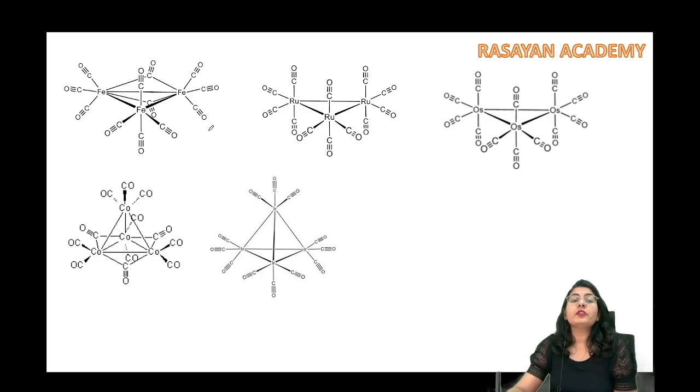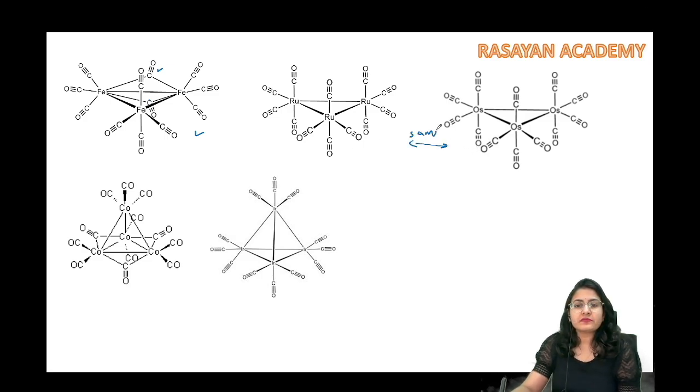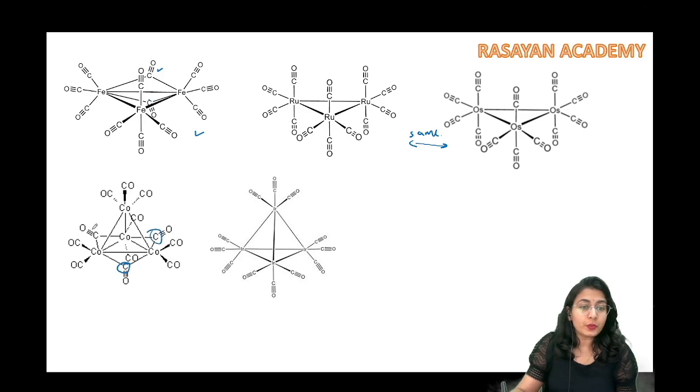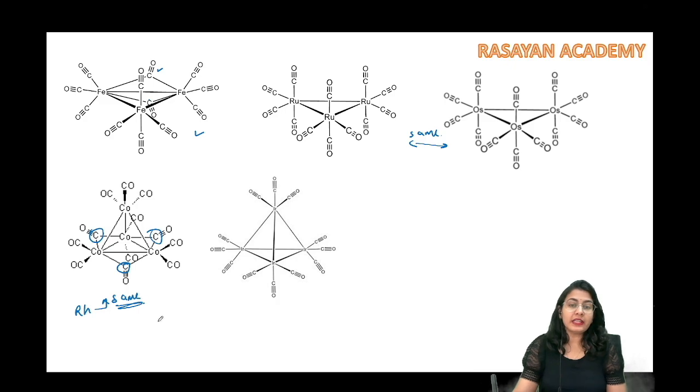Look here, when we were talking about this iron carbonyl complex, there were 2 carbonyls which are bridging. See, this one at the back and this one at the front. Ruthenium, nobody was bridging, osmium, nobody was bridging. So these 2 are the same structures. However, look at this. Cobalt has how many bridging carbonyls? 1, 2 and 3 bridging carbonyls. Iridium does not have any bridging carbonyl, and the rhodium structure is going to be the same as cobalt, not as iridium. Okay, so there is a difference, just remember that.